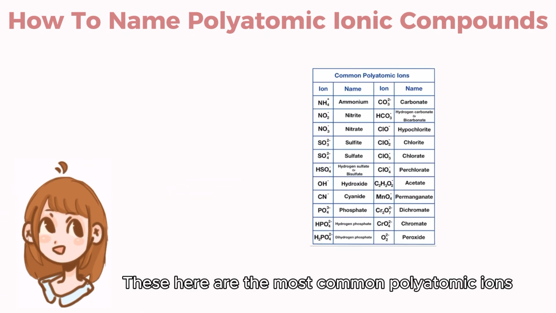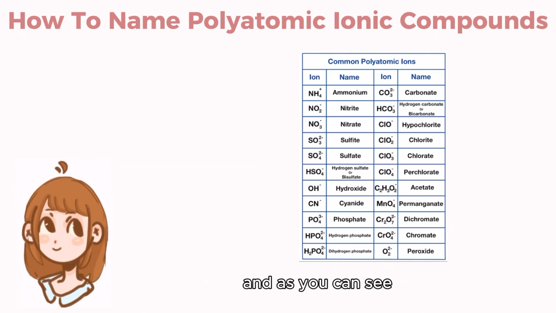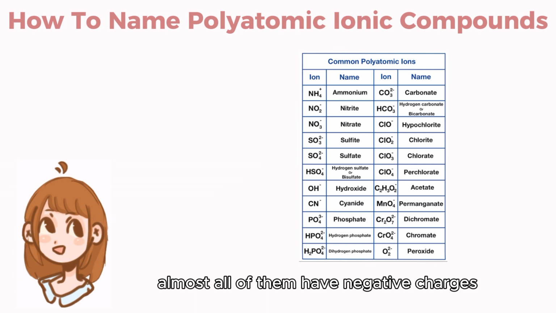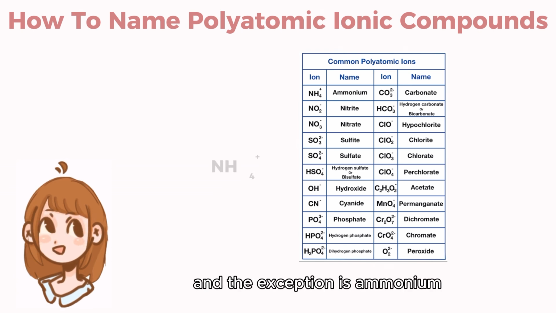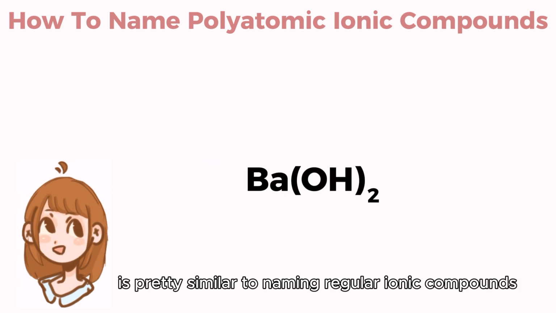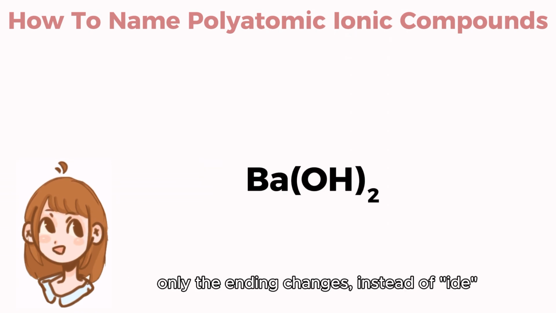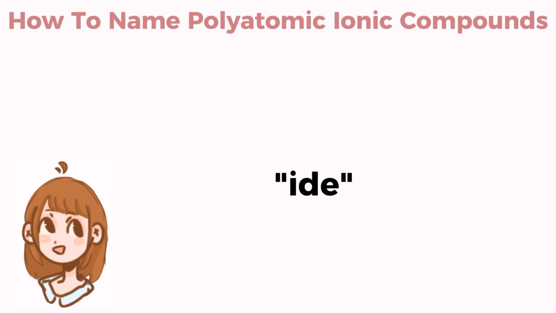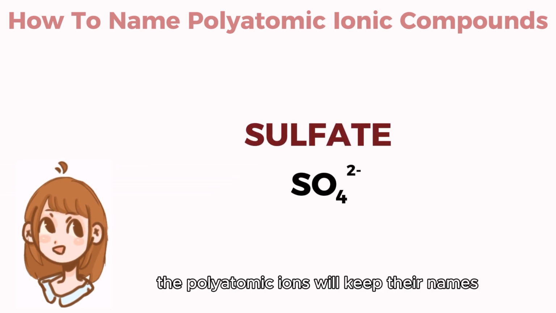These here are the most common polyatomic ions, and as you can see, almost all of them have negative charges. I said almost all of them because there is just one exception, and the exception is ammonium. Naming polyatomic ionic compounds is pretty similar to naming regular ionic compounds, only the ending changes. Instead of "ide", the polyatomic ions will keep their names.